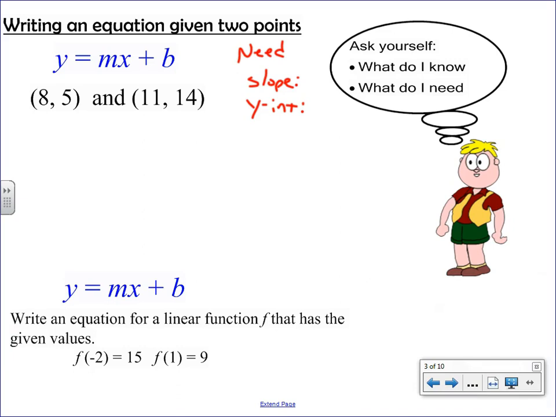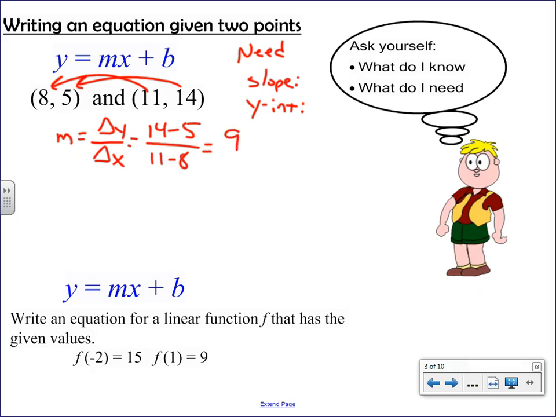So what I can do is I can figure out the slope. Well, how do I find slope? It's the difference of the y and the difference of the x. So if I take the difference of the y's, 14 minus 5, over the difference of the x's, since I started with 14, I have to start with 11, 11 minus 8. 14 minus 5 is 9, 11 minus 8 is 3, and I can simplify that down as 3. So my slope is 3, but I still don't know my y-intercept.